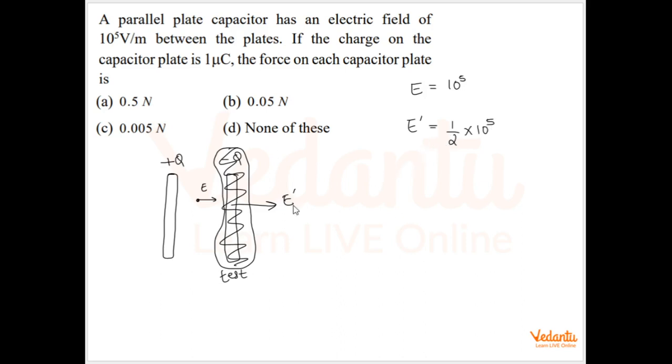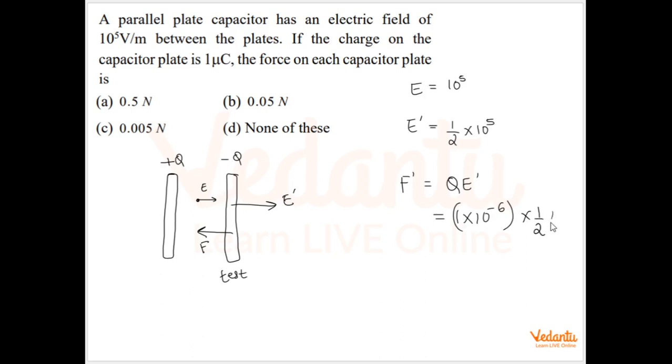Now, the force on this negative plate will be given by the formula F is equal to Q into E dash. That will be 1 into 10 power minus 6 into half into 10 power 5. That will be 0.5 into 10 power minus 1, that is 0.05 Newton. Option B will be the correct answer.